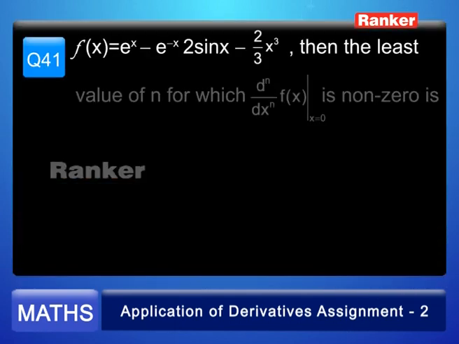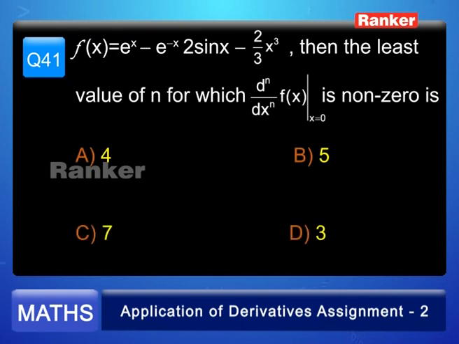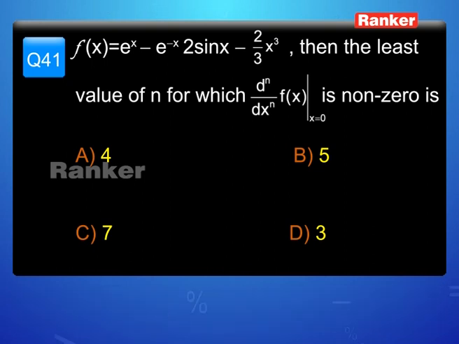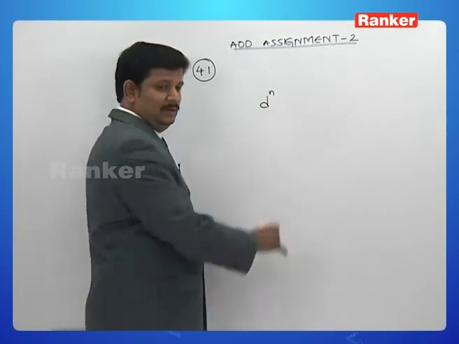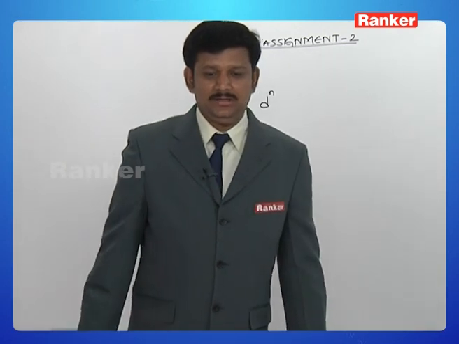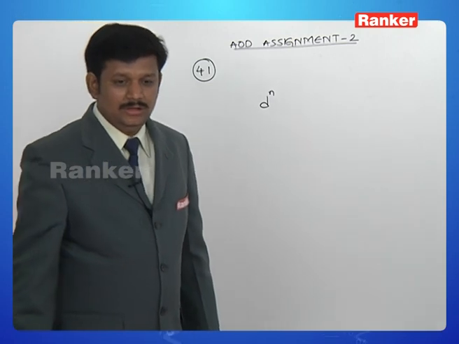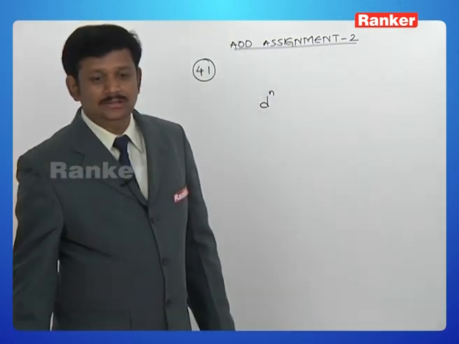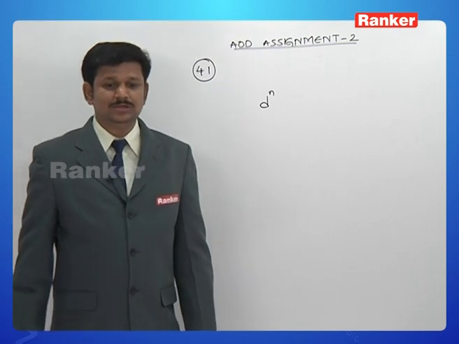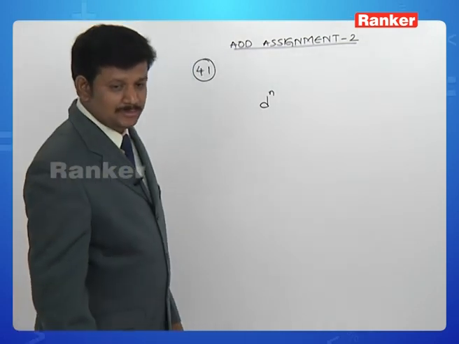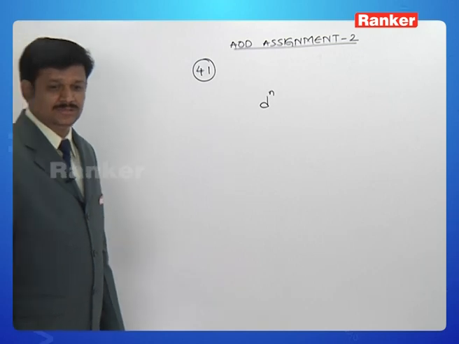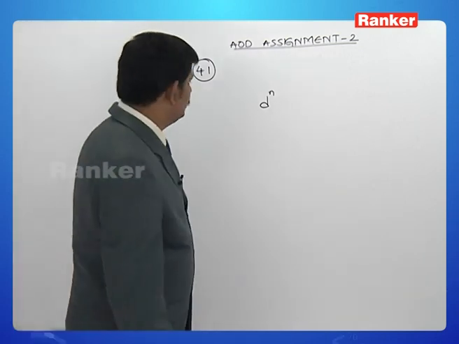Next question, f of x is equal to e power x minus e power minus x minus 2 sin x minus 2x cube by 3, then the least value of n for which d power n f of x by dx power n, nth derivative of f of x at x is equal to 0 is non-zero. Option A 4, option B 5, option C 7, option D 3.